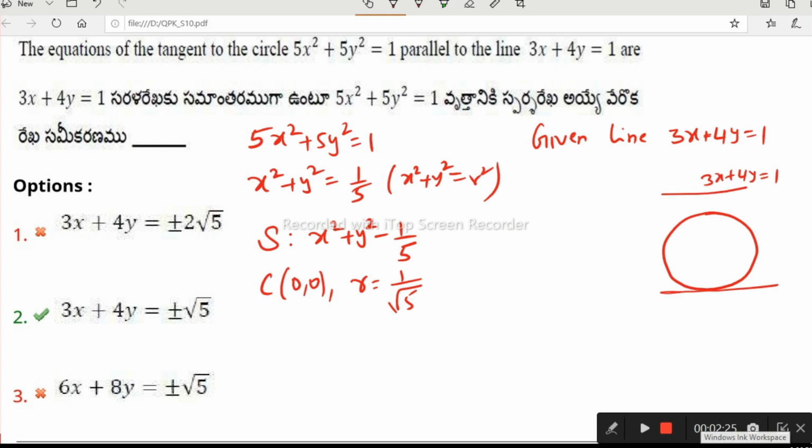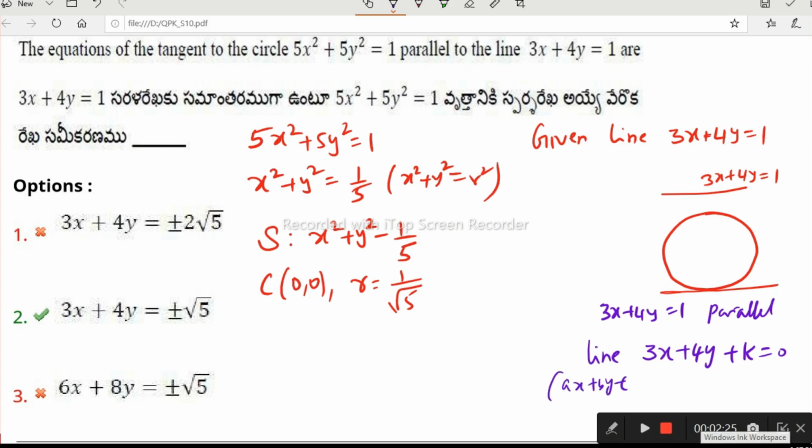Do you know what the equation of a line parallel to the given line is? According to the straight lines concept, we have to take the parallel line. The line parallel to 3x plus 4y is equal to 1, we can take as 3x plus 4y plus some k is equal to 0. Do you remember the formula? ax plus by plus c is parallel to ax plus by plus k, that is, only the constants differ. So I took 3x plus 4y and, instead of minus 1, took plus k. This is the line, but k is unknown. However, since it is a tangent, we apply the tangent condition.